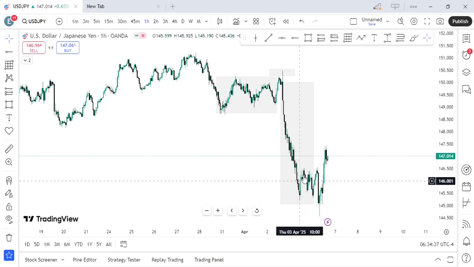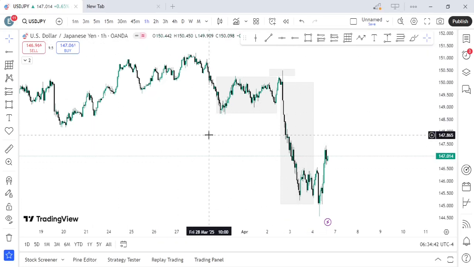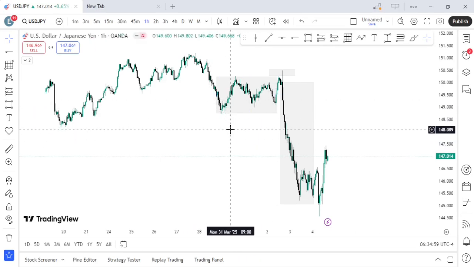So basically, AMD is not only found in the small time frames like the 15 minute or the 5 minute, like everyone says. You can also find AMD on the higher time frames, like the 1 hour, the 2 hour, even on the 4 hour. So it's basically simple.